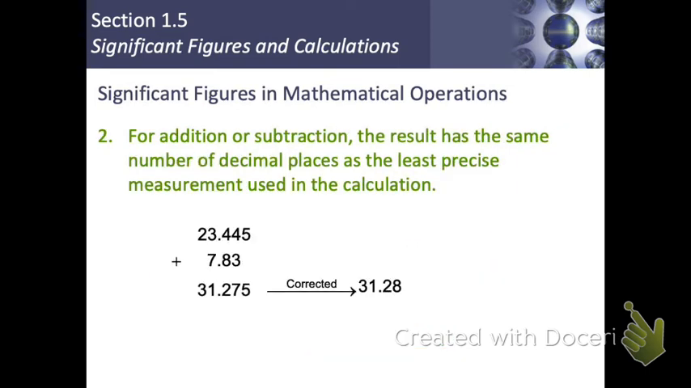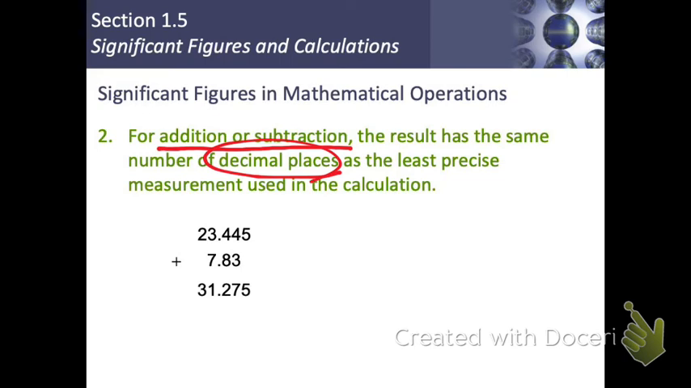All right, we're going to get through our last little math operations thing here, and then I want to be done for today. Sorry, I don't usually go the whole hour, but now this is for addition and subtraction. This is a different set of rules. For addition and subtraction, the result has the same number of decimal places as the least precise measurement in the calculation.